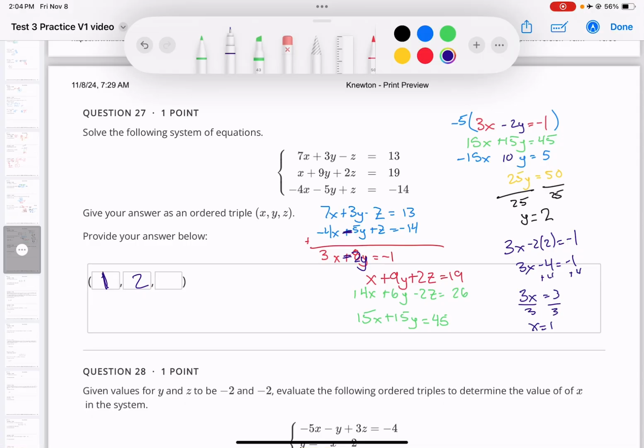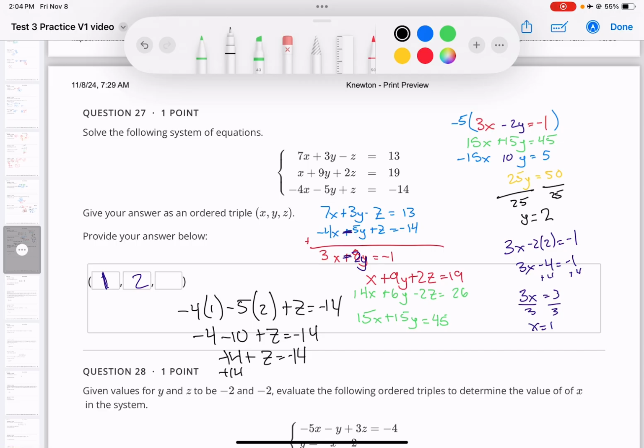I'm going to plug it into the third one, just because that's already in. So I got negative 4, and then I'm multiplying by 1. Minus 5 multiplied by 2 plus z equals negative 14. The reason why I plugged it into that one is z's already by itself. I don't have to do anything to it. You could plug it into any of the three. Negative 4, negative 10 plus z equals negative 14. Negative 14 plus z equals negative 14, plus 14 plus 14. Z equals 0. Woo! It's a bruiser.